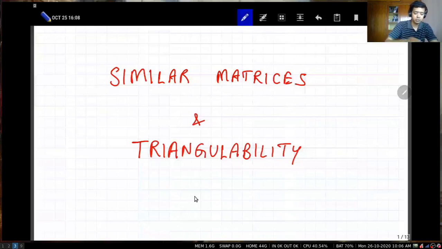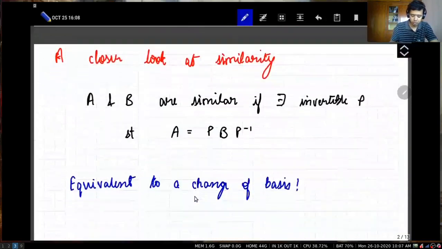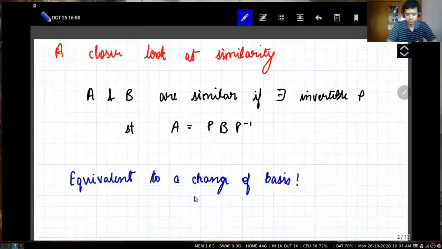So in this lecture, we'll explore similarity of matrices in more detail. We'll explore triangulability of matrices, and in the next lecture, I'll complete the proof of the Cayley-Hamilton theorem. So let's take a second look at similarity of matrices.